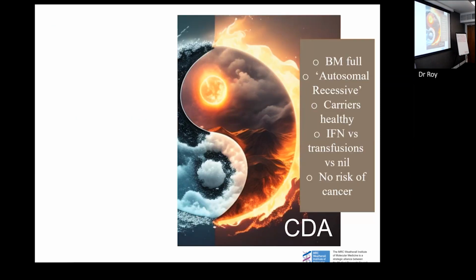I'm going to move on to DBA. So this is my summary about CDA. The bone marrow is full, mostly recessive. The carriers are healthy. We can treat with interferon, transfusions, or nothing, and there's no risk of cancer. Before I move on to DBA, does anyone have a CDA question?